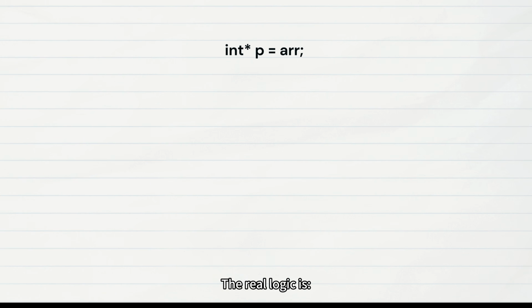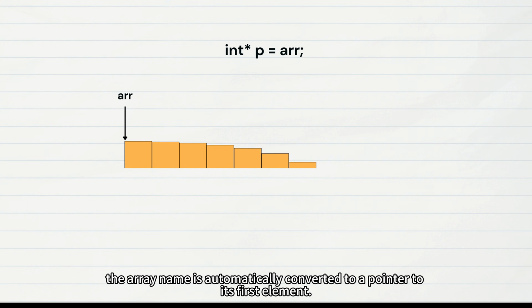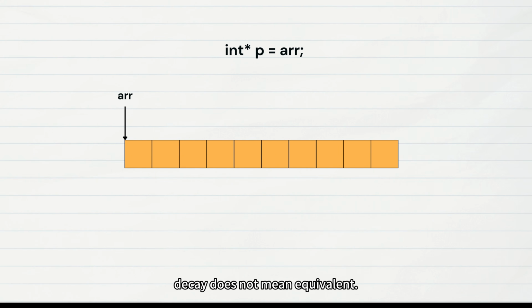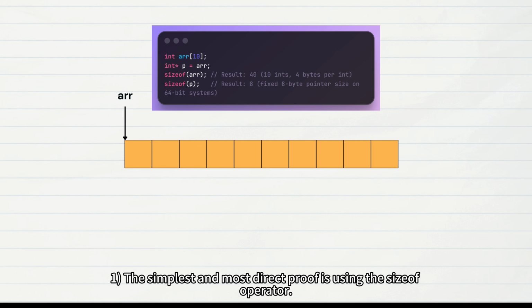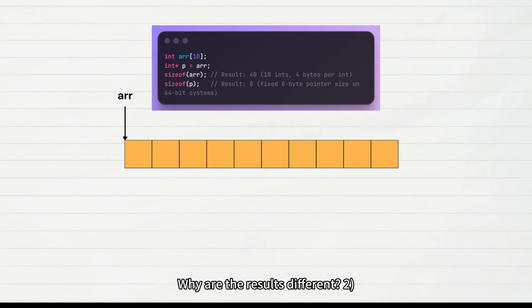The real logic is, in most cases, arrays undergo decay. Simply put, the array name is automatically converted to a pointer to its first element. But remember, decay does not mean equivalent. They are fundamentally different. Like an apple and the shadow of an apple, they look alike but are not the same thing. The simplest and most direct proof is using the sizeof operator. Why are the results different?